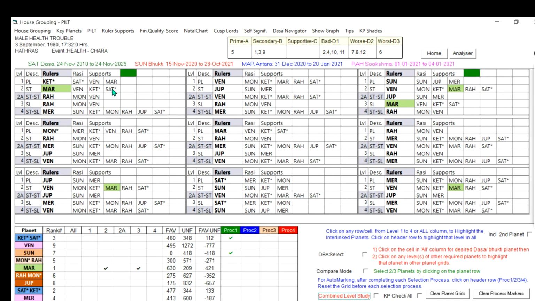So these planets, this Ketu is having Mars in the second level, and Sun in the sub level, and no other planets. Two planets are having this green color, means these two planets will not be supportive to completely give unfavorable effect or result.